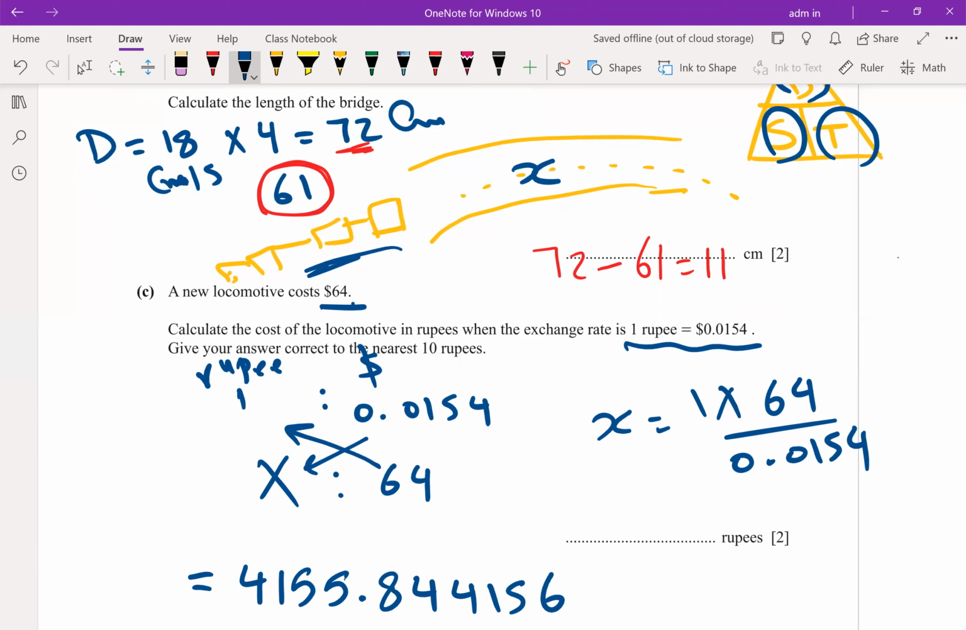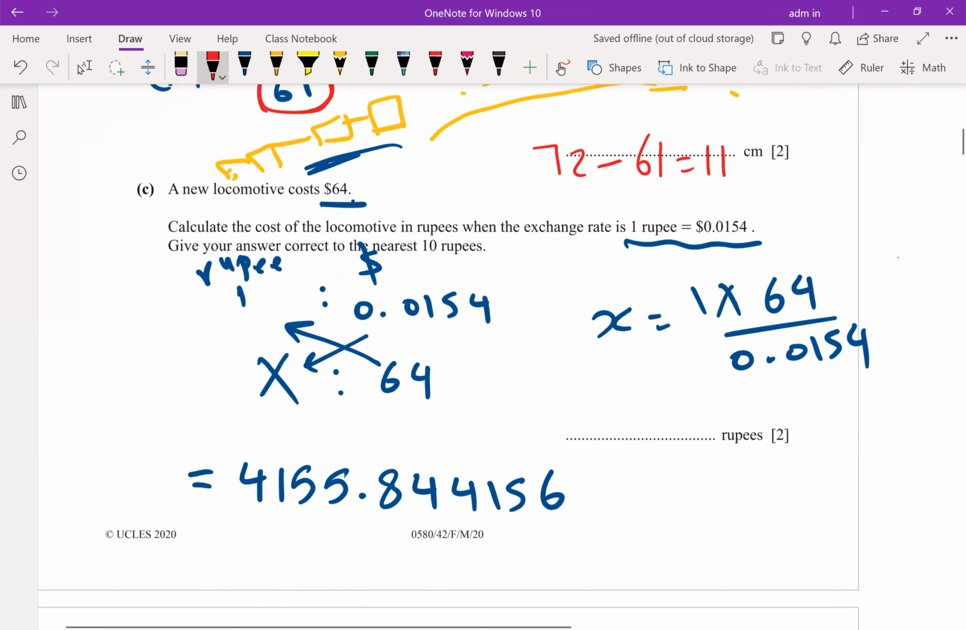He asked to write your answer corrected to the nearest what? To the nearest 10. Underline the 10th digit. 5, add 1 or not? Yes, it will be 6, and 0 to the right. The final answer, 4,160.